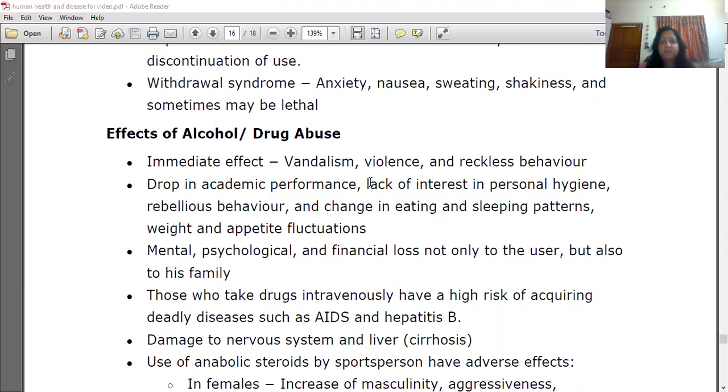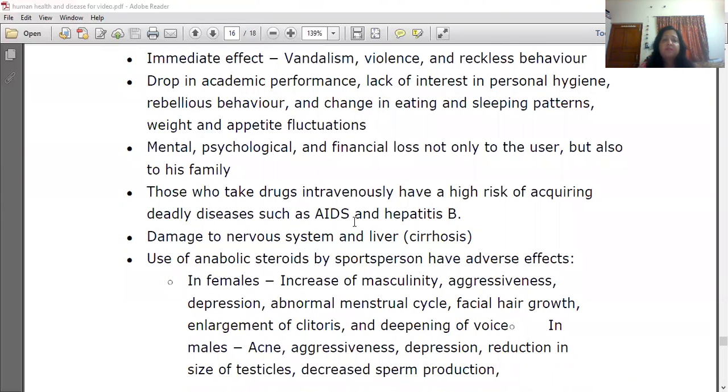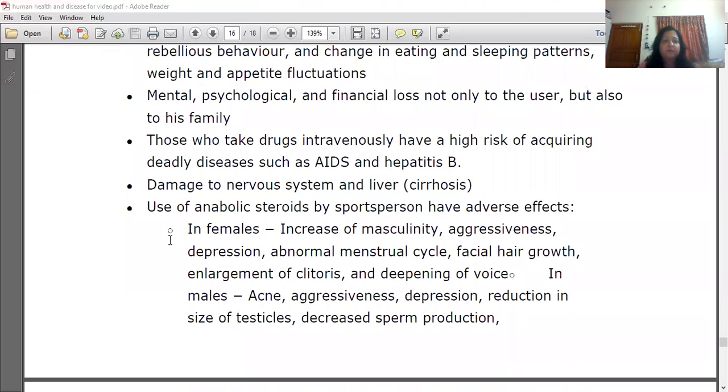Immediate effect is vandalism, violence, recklessness behavior, drop in academic performance, lack in interest, personal hygiene, change in eating and sleeping patterns, weight and appetite fluctuation. So see, these are some of the effects of alcohol use. Mental, psychological and financial loss not only to user but also to the family. It also causes damage to nervous system and definitely it affects liver also. It can cause liver disease which is known as cirrhosis.